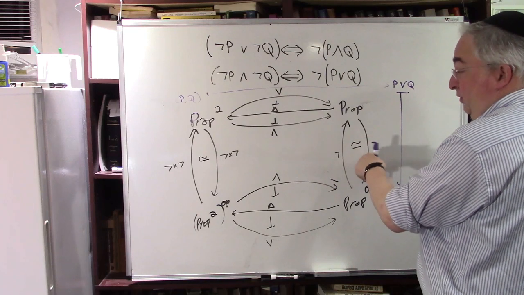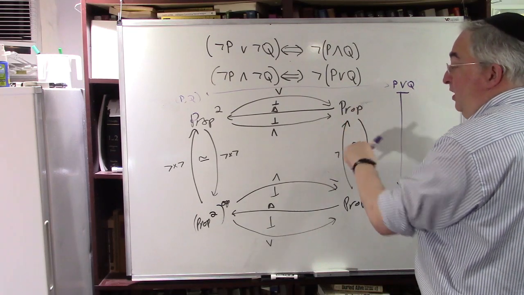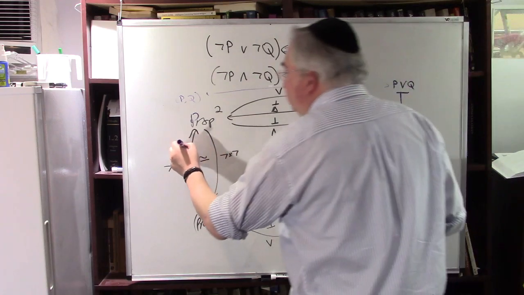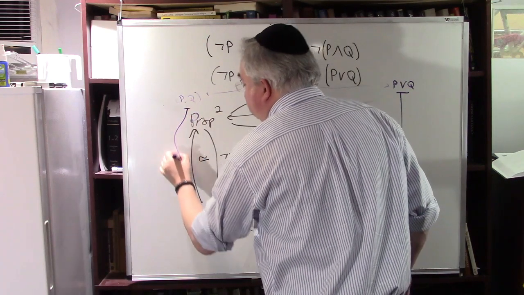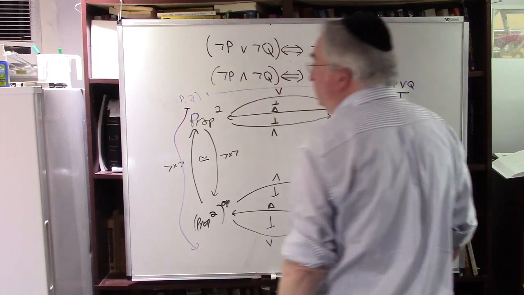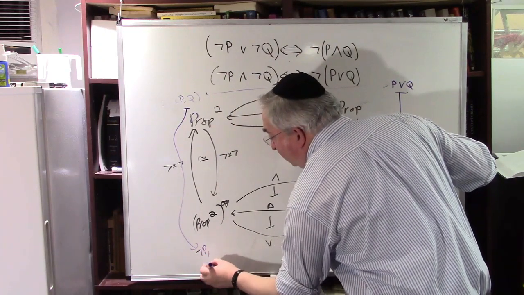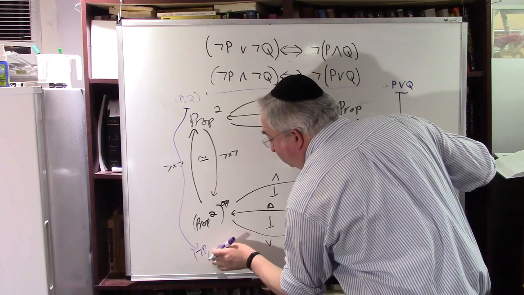Okay, that's one map. And that's a left adjoint followed by a left adjoint. By the way, this is an equivalence of categories, but that's fine. An equivalence is a special type of left adjoint. Okay, we could also do it this way. Let's see what this does. This says, look at not P, comma, not Q.